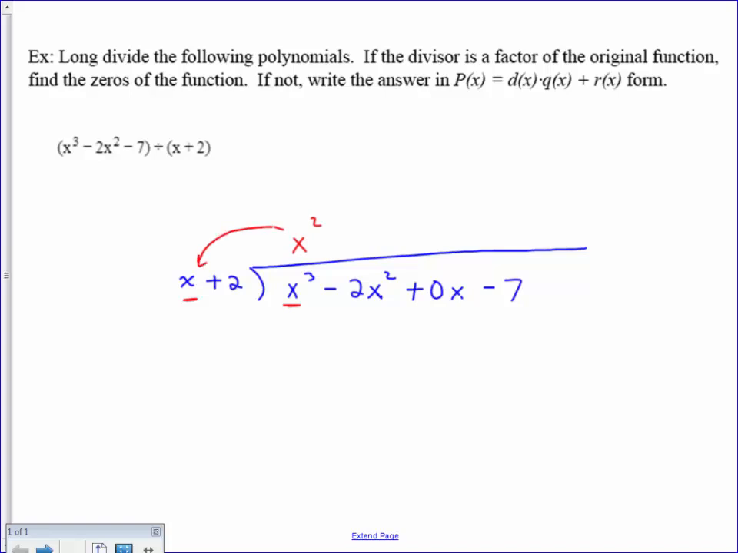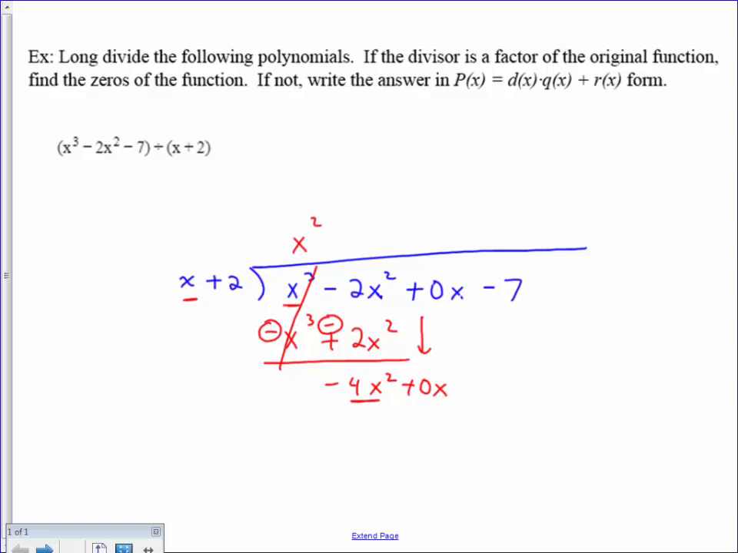Multiply your x squared down to these two terms. So x squared times x is x cubed. X squared times 2 is 2x squared. I'll draw a line and I'll change my signs on these bottom two terms. These two cancel. Negative 2x squared minus 2x squared would be negative 4x squared. My divisor contains two terms, so I need two terms below, which means I need to bring down my 0x.